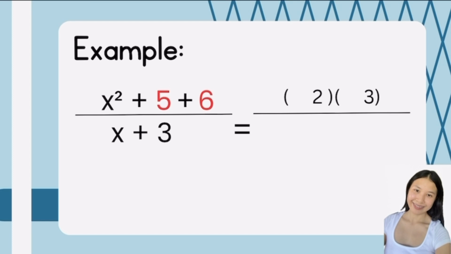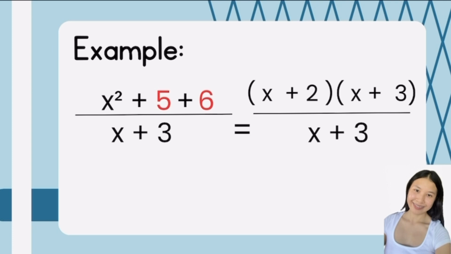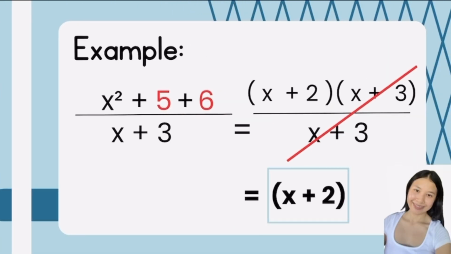So, since they are both positive, we're just going to copy the sign and distribute x squared. We cannot factor the denominator, so we're just going to copy it. Given this numerator and denominator, we have the common factor which is x plus 3. So we need to cancel it. So the simplest form of x squared plus 5x plus 6 over x plus 3 is x plus 2.